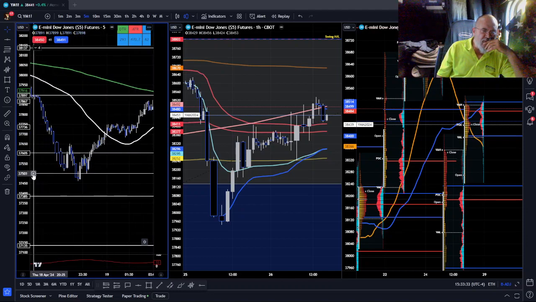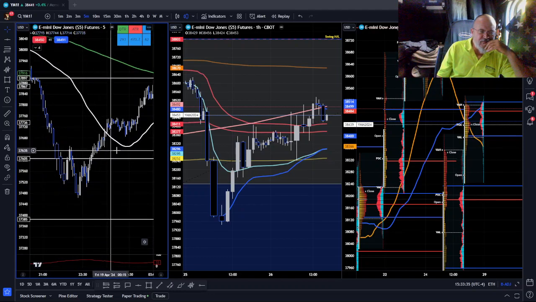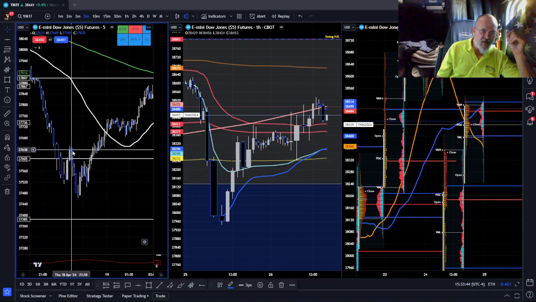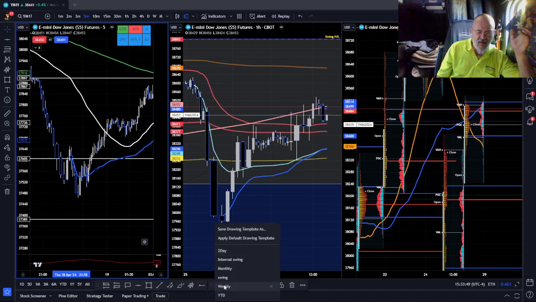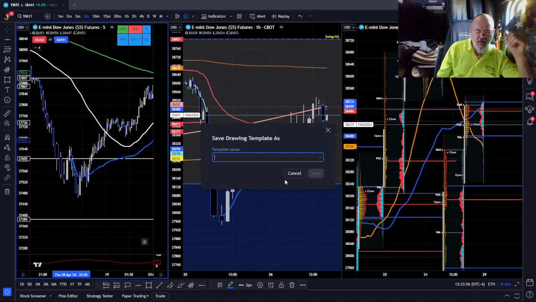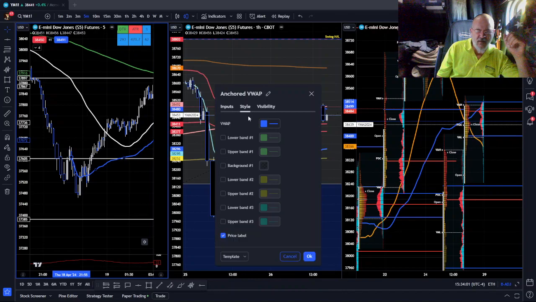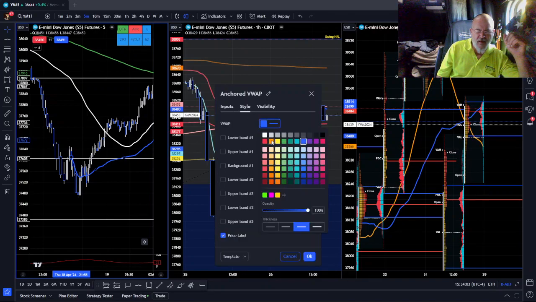So, this isn't my setup, but we can use it as an example. I see price break a level, it rejects. I can put on an intraday. Oh, I guess I need to make my intraday, huh? No, cancel that. Settings, style, and we're going to turn these orange.